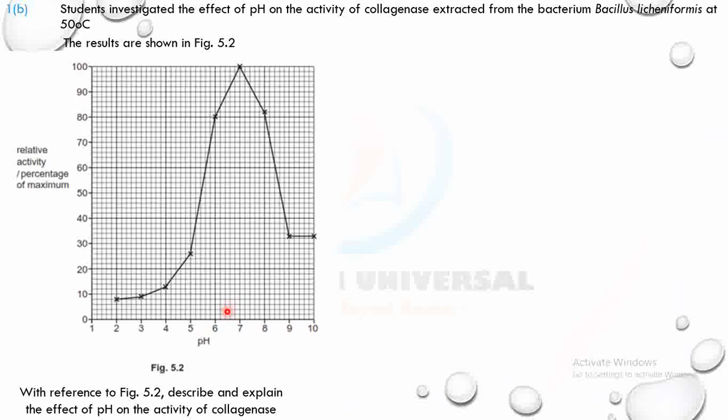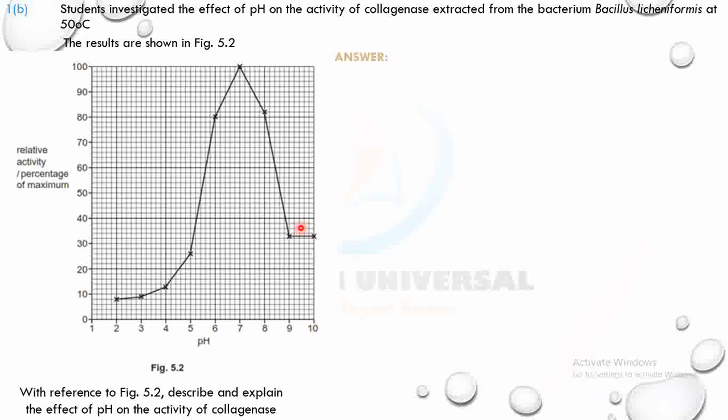So you notice also that at acidic and alkaline pH, the relative activity is low. Why are they low at alkaline and acidic region? Because change in pH breaks hydrogen bonds and ionic bonds. When they are broken, the active site becomes distorted and less complementary. So less substrate binds to it, and less ES complex is formed.